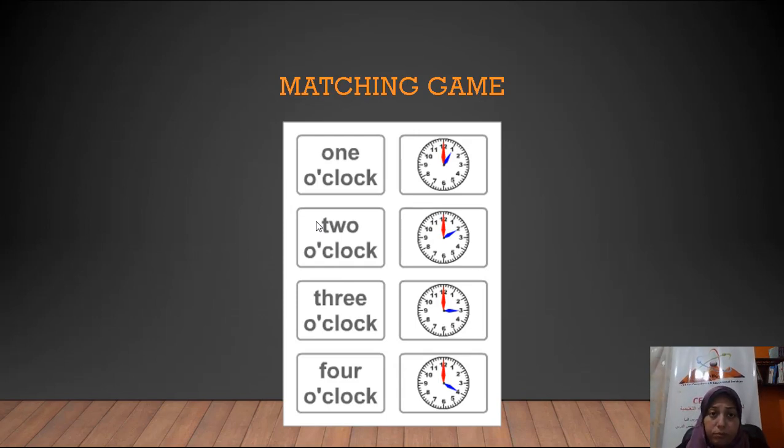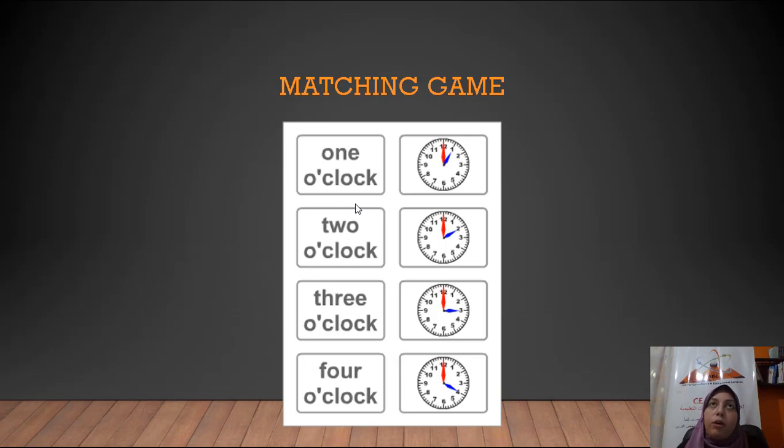Game number 2 is the matching game. As you can see here in this picture, we have a set of words and a picture of the clock, and the student has to match the word with the correct time here in the second picture. We're going to mix the pictures and the words, and the student is going to match this word with this picture, and if they are a good match, you are correct.